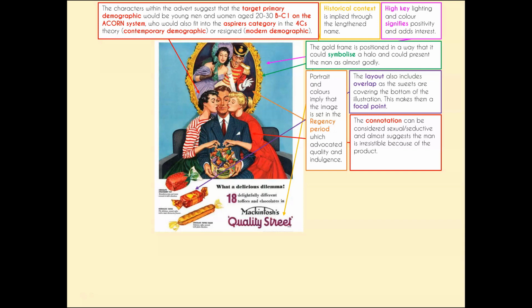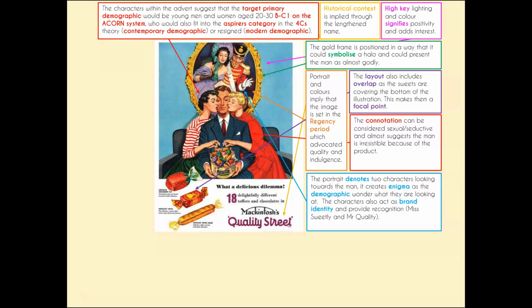The connotation that we've got from the two women and the man could be considered sexual or seductive initially. I think the primary meaning you're meant to get from this advert is that by having Quality Street you are going to be as irresistible as the man, because this is an irresistible product. But an alternative meaning could be that the two women are using their femininity to trick the man so that they can get a sweet themselves.